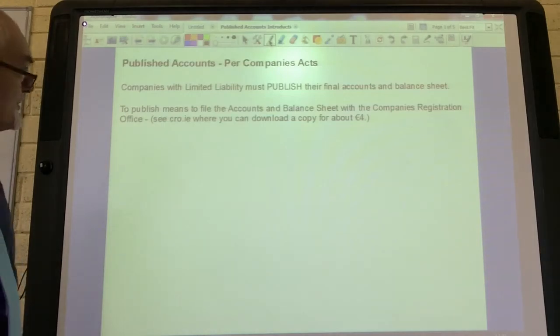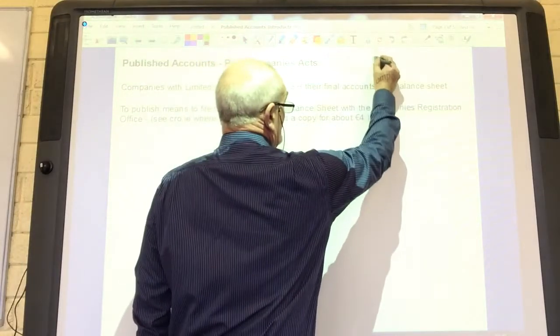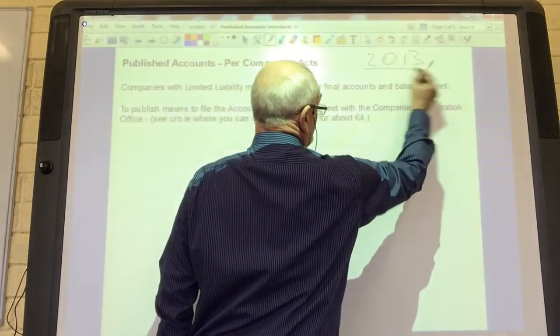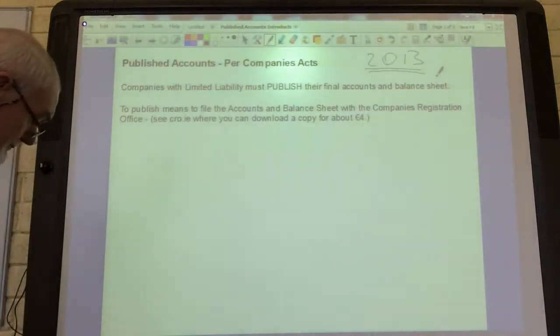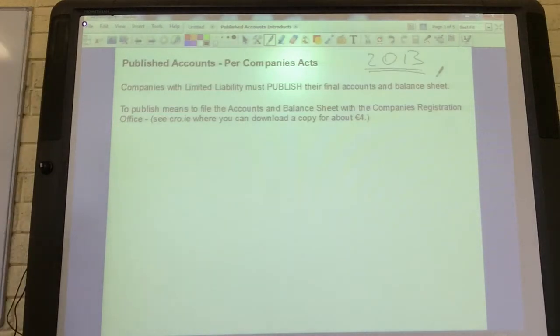We're having a look at published accounts. We're going to look at the 2013 question. This would be a typical published accounts question. Bit of background first.